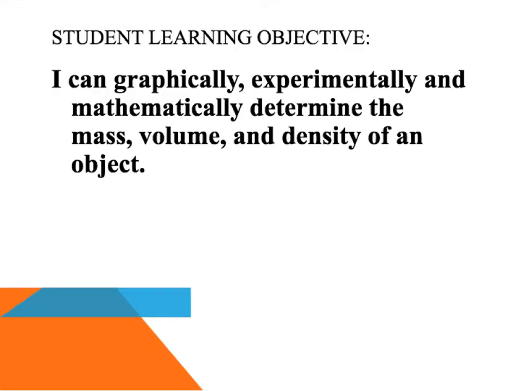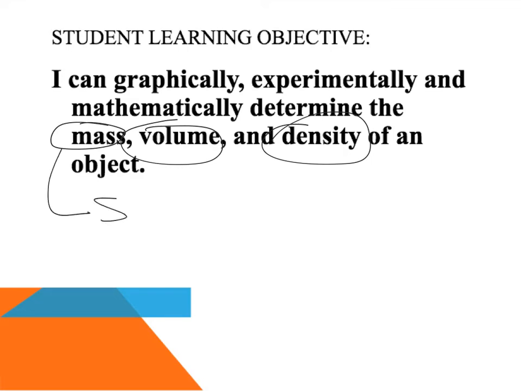In this lab activity, you are going to start looking at the third and final skill for Unit 1. And that skill is that you can graphically, experimentally, mathematically determine the mass, volume, and density of an object. So we've already been looking at how to determine the mass of an object experimentally by using a scale. In this lab, you're going to look at how to find the volume of an object and then using that mass and the volume to discover what density of an object is.